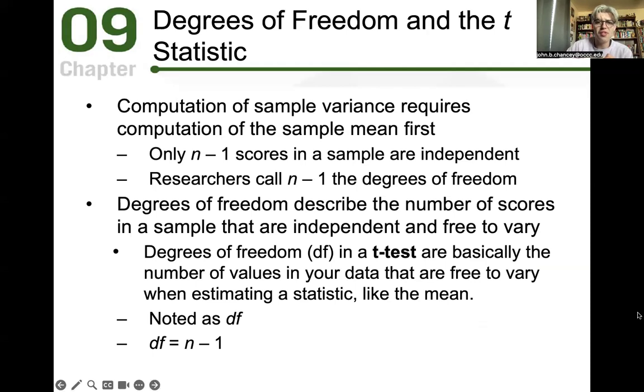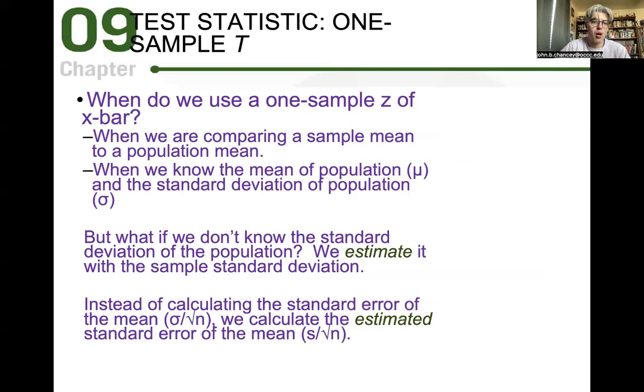So sample variance requires the computation of our sample mean first. We're going to use n minus 1, n being our sample size minus one, to represent the scores in our sample that are independent, meaning they're free to vary. Researchers call these degrees of freedom. It's describing the number of scores in a sample that are independent and free to vary. In the t-test, these are basically the number of values in your data that are free to vary when estimating a statistic, like the mean. You'll typically see these depicted as lowercase df, and then you'll see n minus 1, our sample size minus 1.